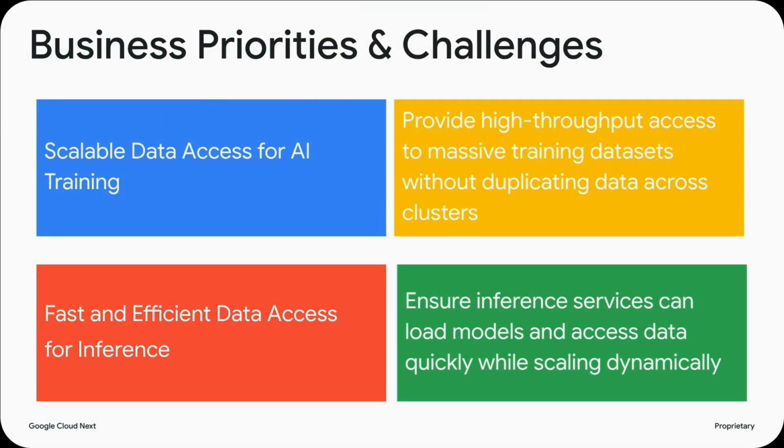Mount data sets directly from GCS to our deployment YAMLs using the CSI driver, and then keep a single source of truth for data. The second priority is to ensure the inference service can load models and access data quickly while scaling dynamically. We heavily use auto-scaling, so it's necessary for us. The challenges here are fast startup times and reliable access to models.